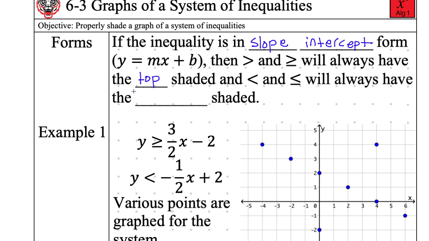And then if I have a less than or a less than or equal to, less than means I'm that direction. What's that direction, Hazi? Bottom. So this is the one that makes sense. If it was in standard form, you'd have to do a test point or something like that. But it's all going to be slope-intercept form.